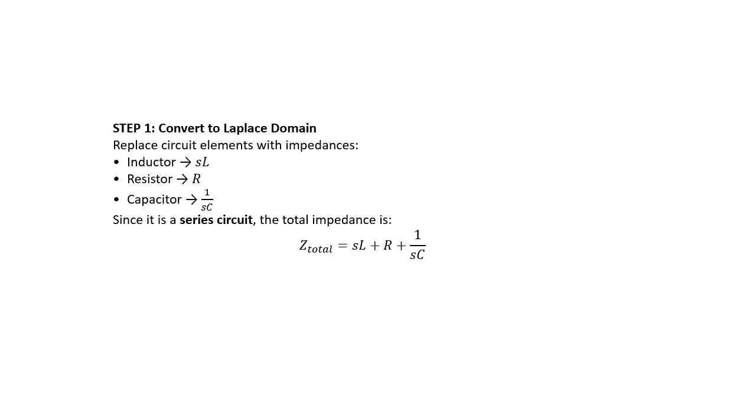Now, in order to calculate the overall transfer function of the electrical network, we first have to convert it into the S domain, that is the Laplace domain. In so doing, we realize that the input voltage, V of t, now becomes V of S. The capacitor C now becomes 1 over SC, and the inductor L becomes SL. The resistor, however, is the same in the Laplace domain.